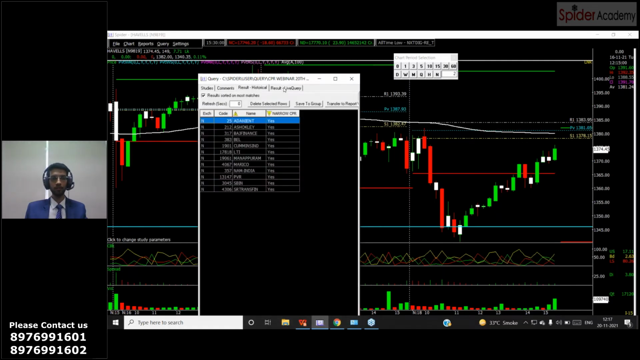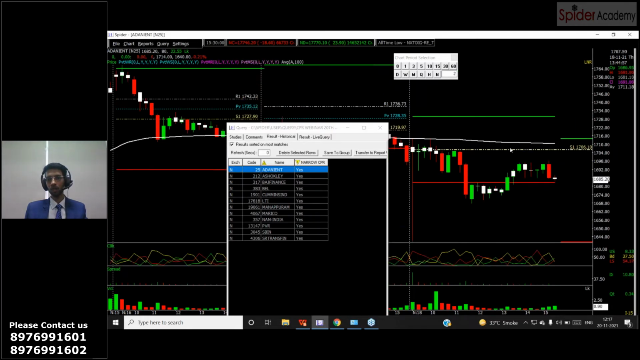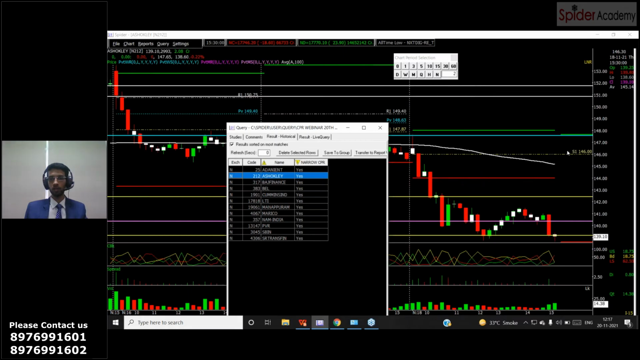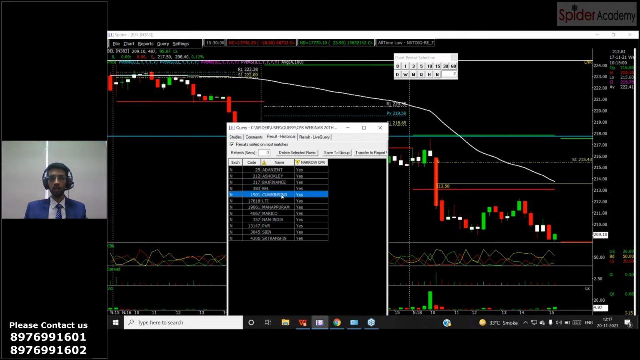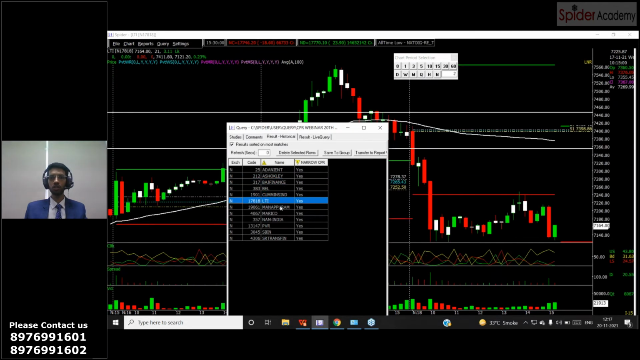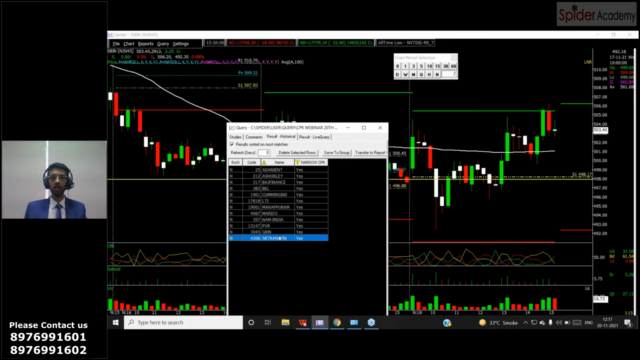So you can see these are the CPR stocks for 18th. If I click on Adani, you can see there is one level where resistance, support and pivot are very close. Then you can see Ashok is also almost close, one level. Bajaj Finance, you can see here it's a narrow CPR. So this is how we can find out the stocks for narrow CPR. Okay, it's a simple condition.